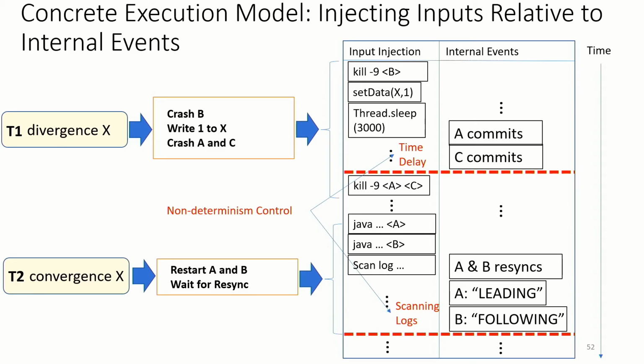And for convergence, we have scanning the log after restarting the A and B. This means we wait until the leader election completes and resync completes. Otherwise, it's possible in the next transition, write injection is made, but fail because there is no leader elected yet. So we need these kinds of non-determinism control.